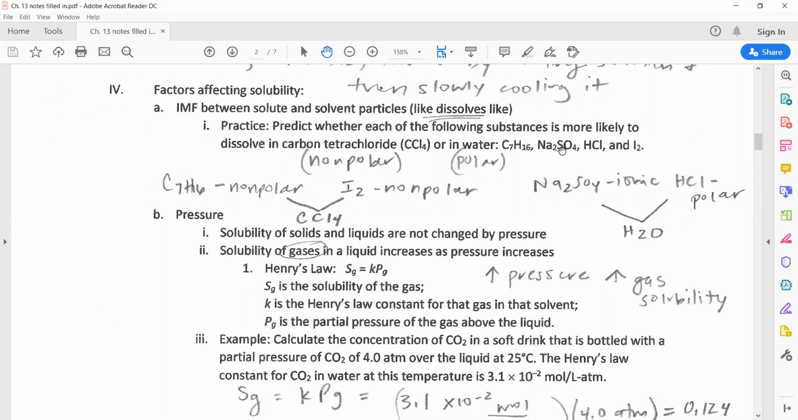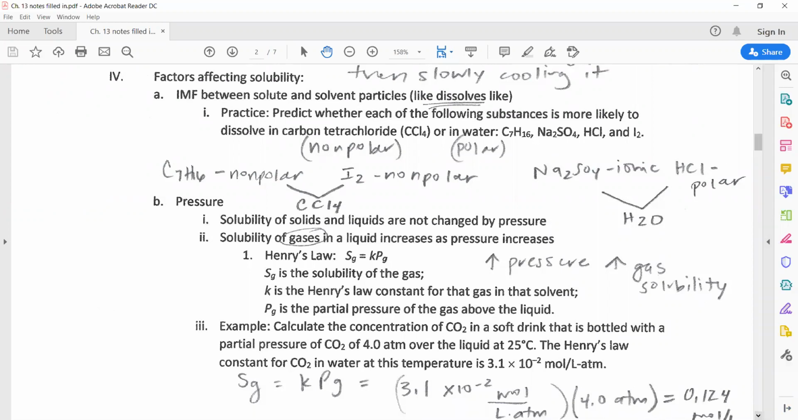Sodium sulfate is ionic. And remember, ionic is just superpolar because you have complete ions here. So therefore, sodium sulfate, ionic compound, will like something polar like water. And then HCl is also polar because it has two different atoms pulling on electrons. Chlorine will pull more strongly, and therefore, since it's polar, it will also dissolve better in water.